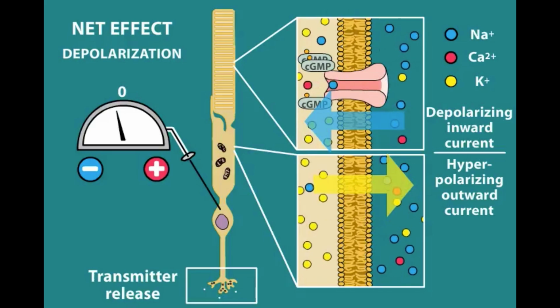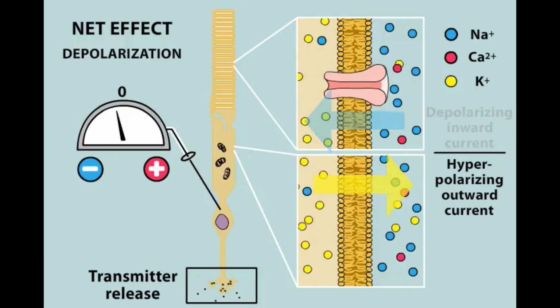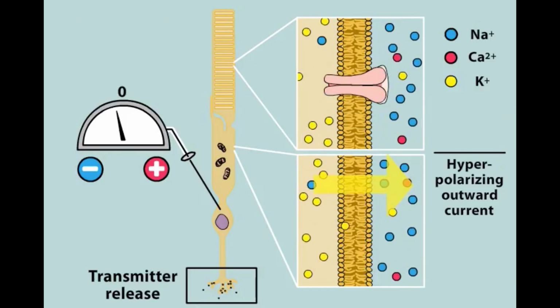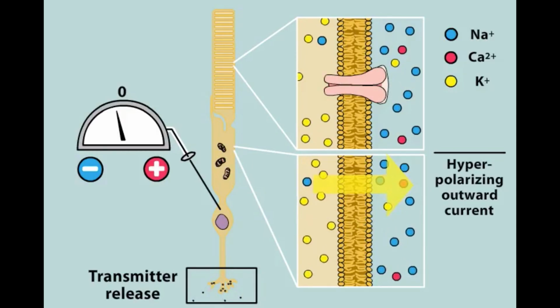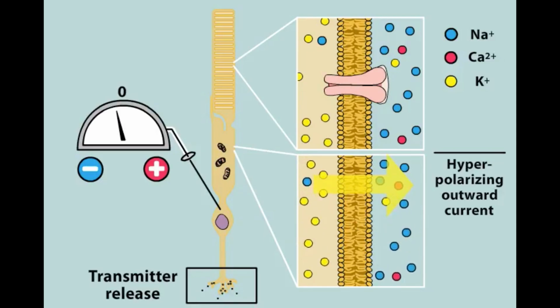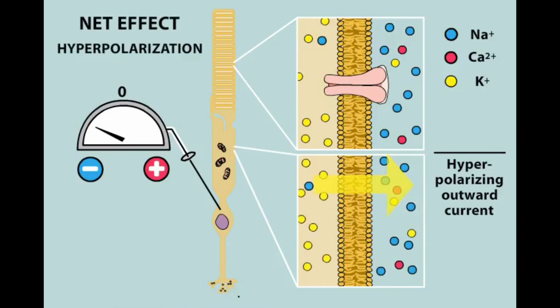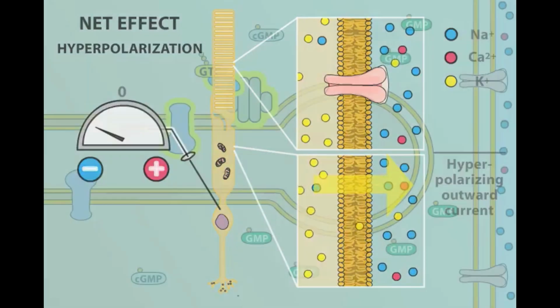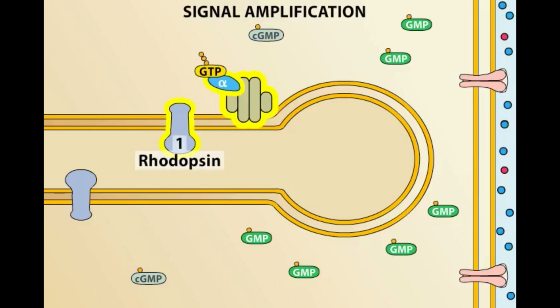Absorption of light reduces the concentration of cyclic GMP in the outer segment, leading to the closure of the cyclic GMP gated channels. As a result, positive charge carried by potassium ions flows out of the cell more rapidly than positive charge carried by sodium and calcium ions flows in. The cell becomes hyperpolarized, that is, more negative, and decreases its release of transmitter. One of the important features of this cascade is that it provides enormous signal amplification. A single light-activated rhodopsin molecule can activate an estimated 800 transducin molecules.